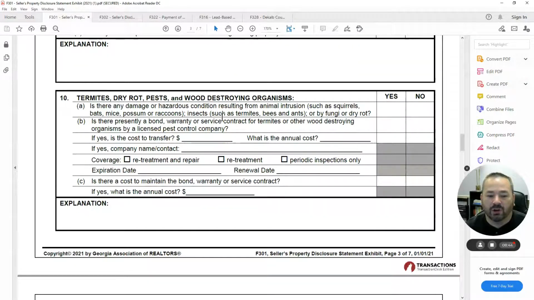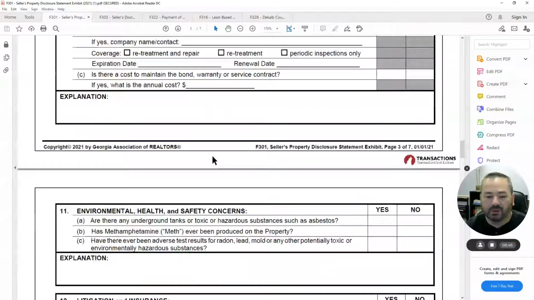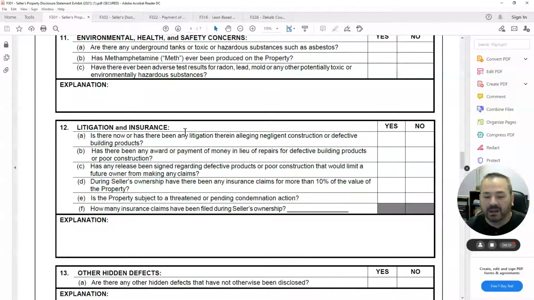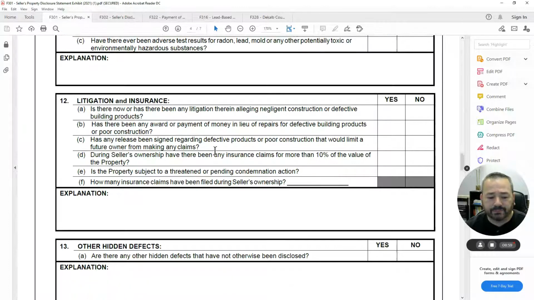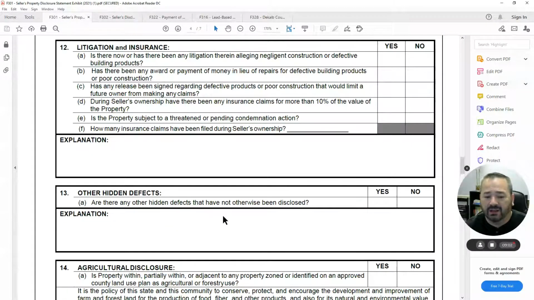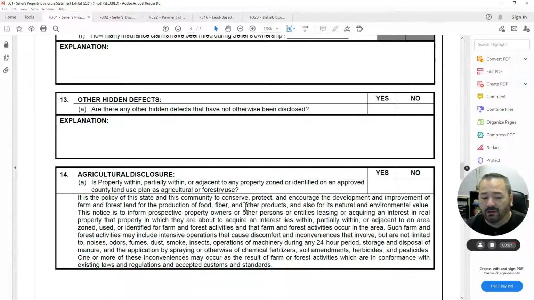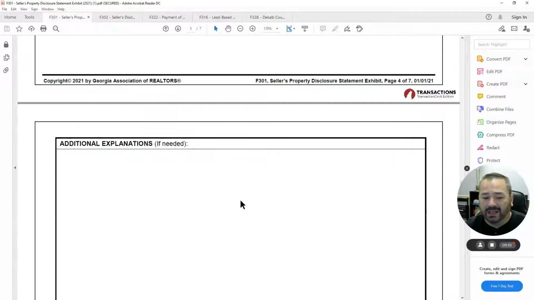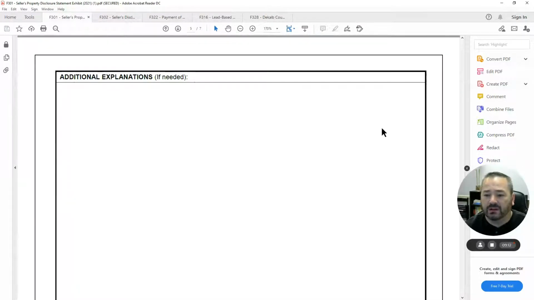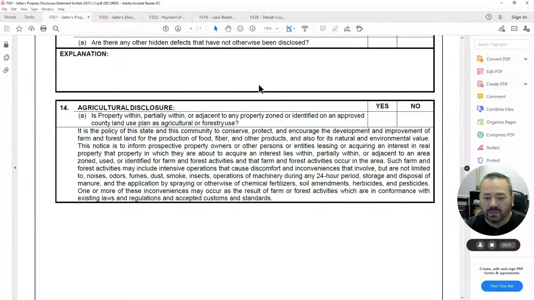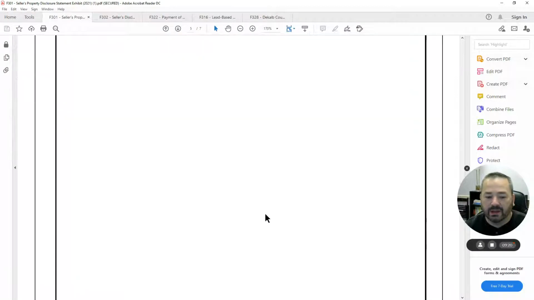Have we had any issues with termites, dry rot, pest, or wood destroying organisms? Are there any environmental health or safety concerns? Are there any lawsuits involving the property right now? Or have any been paid? Any pending? Any other hidden defects that have not otherwise been disclosed? Is it zoned agricultural? And then any additional explanation. So if in any of those areas up top we didn't have room to explain our yes and we need more space, this is our space to do that.